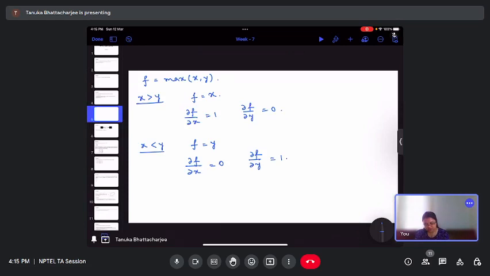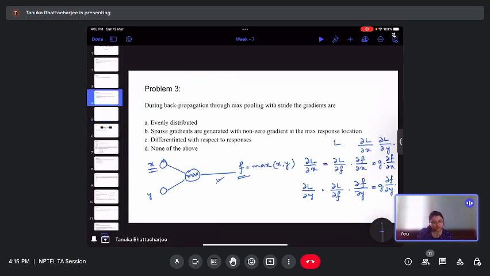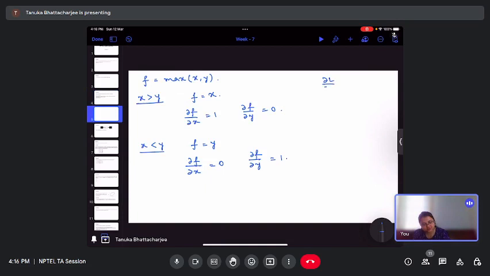So, if you take our expression here, the final expression for del L del x that we need is g into del f del x. Now, del f del x is 1 if x is greater than y and it is 0 if x is less than y. So, if you put that value, this will be g into 1, that is g, if x is greater than y, and it will be g into 0, which is 0, if x is less than y.